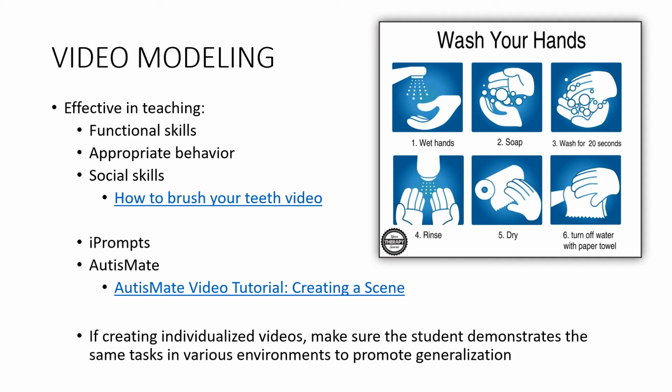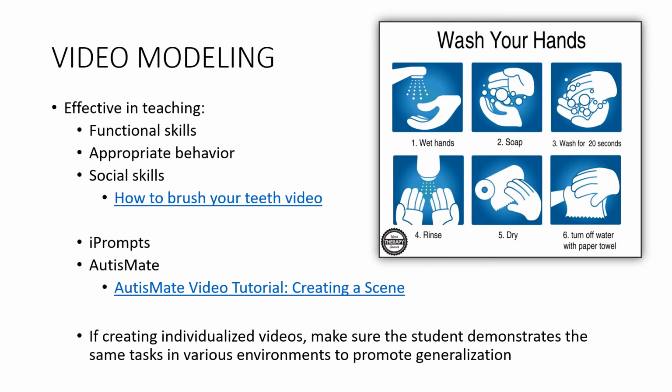There's also iPrompts and AutisMate, which are programs that help you create something very similar, but you can also just do it on a video camera. All you have to pay attention to is that if you are creating individualized videos, make sure the student demonstrates the same task in various environments to promote generalization. Because sometimes students will say, well, I only do that in my own bathroom. Instead, they can also do it at their friend's house if they're going to do sleepovers and stuff like that.